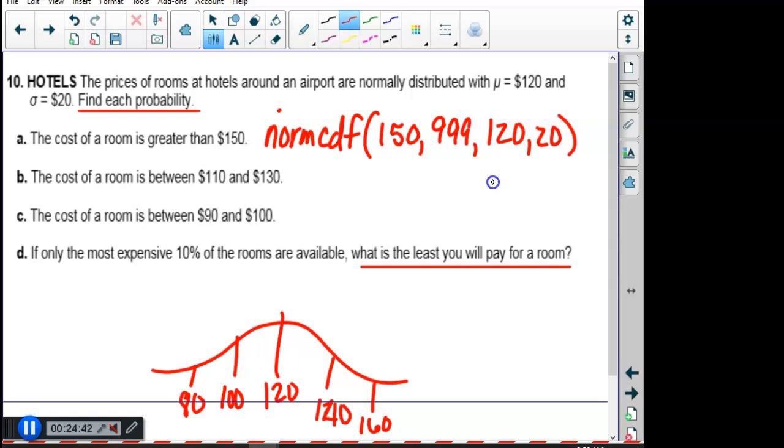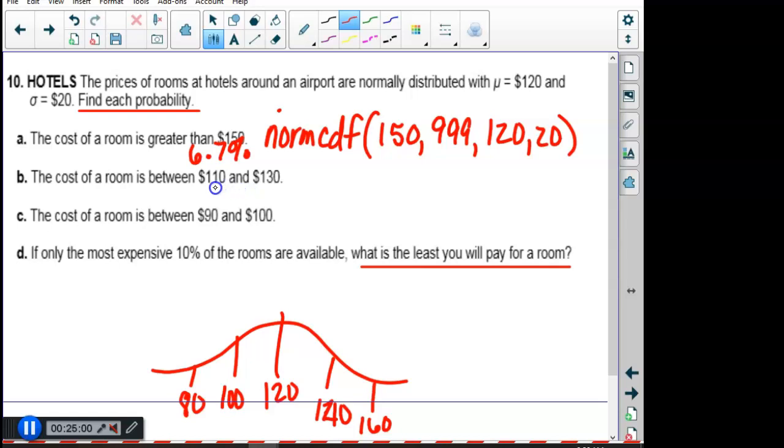Somebody have an answer? Yeah, about 6.7% maybe. If we change it to a percent, 0.0668.